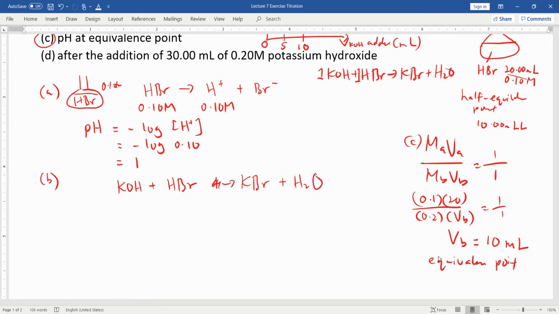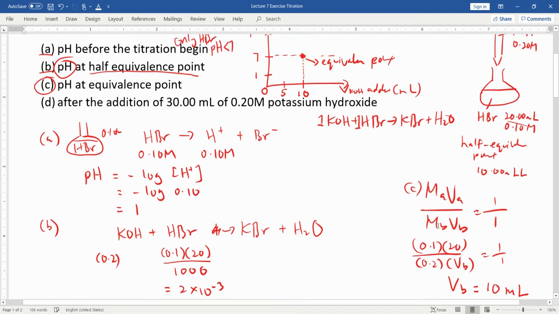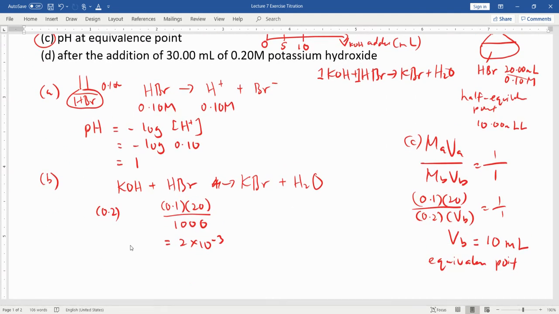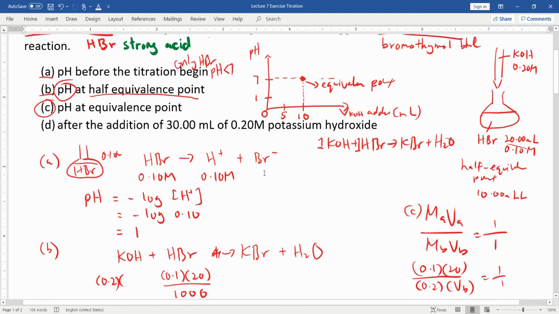Okay, remember the volume for HBr, hydrobromic acid, will not change because it is inside the conical flask. The volume that we can control is only the titrants. Okay, so we will get the number of mole equals to -3. And then for potassium hydroxide, we know that given is 0.2 molar of potassium hydroxide. And then the half equivalence point, just now we already find out it is 5 only.